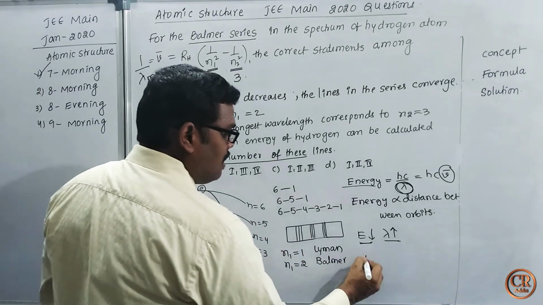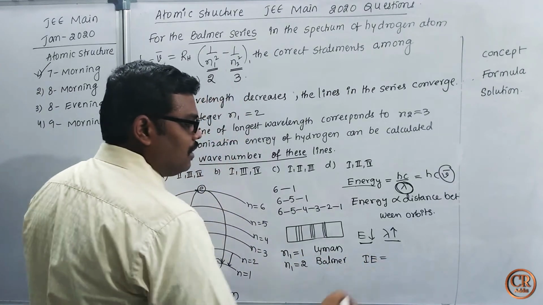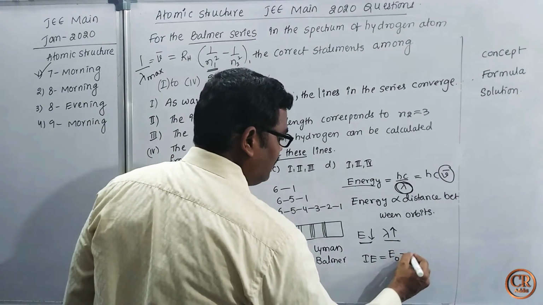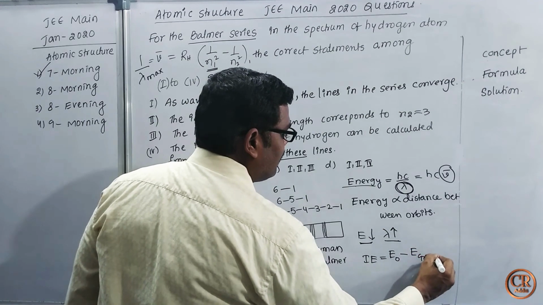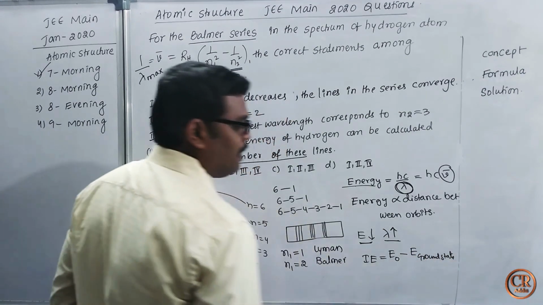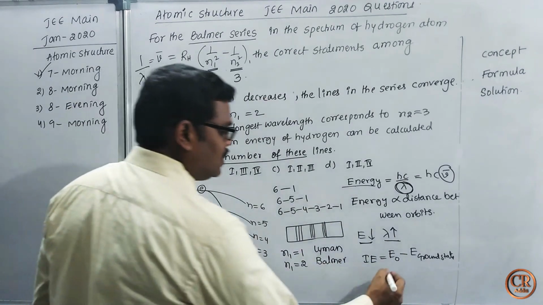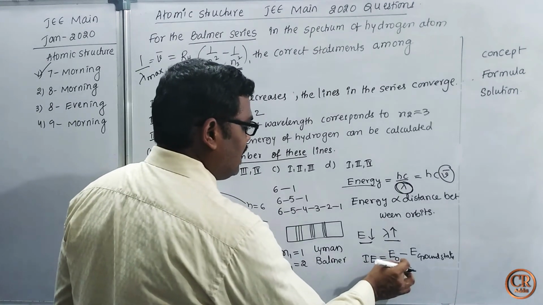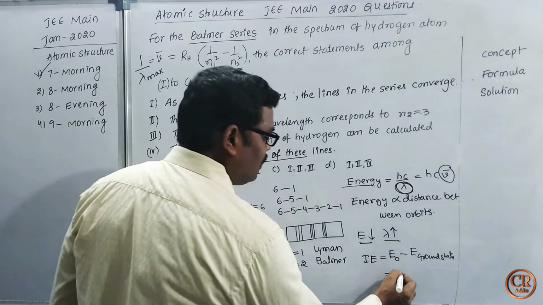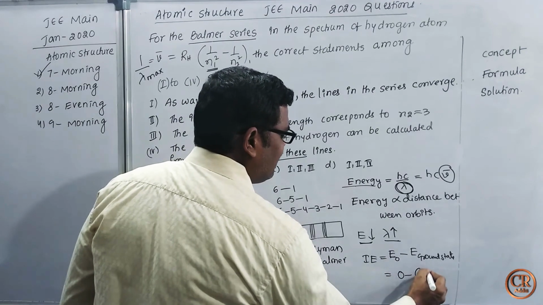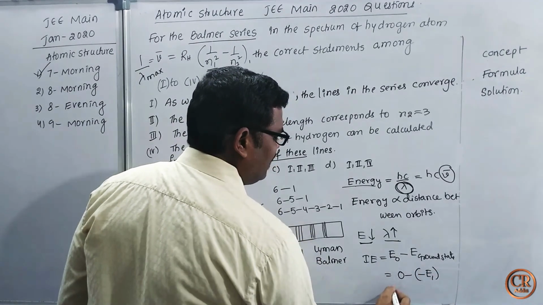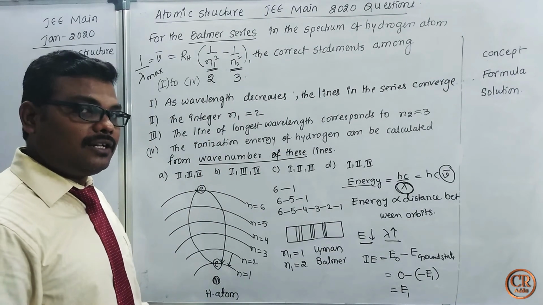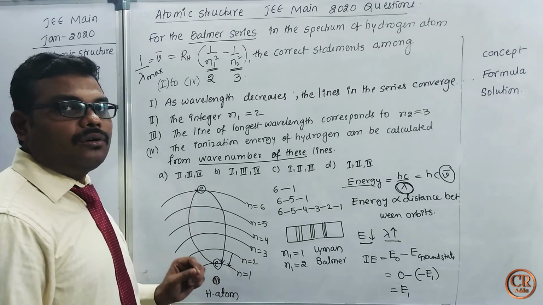Because you know the formula, ionization energy is equal to the energy at infinite distance minus the ground state energy. You can look at the formula. This is the correct formula for ionization energy. The electron energy at infinite dilution is assumed as 0, minus the energy of the ground state, let it be minus E1, which is equal to E1. So we can calculate ionization energy when the electron is present in n is equal to 1.